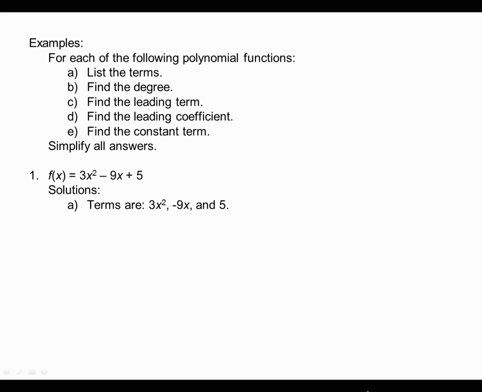Okay, in part B, we're supposed to find the degree. Remember, the degree is the largest exponent on a variable. The largest exponent on a variable is 2. So our degree is equal to 2. Part C, we're supposed to find the leading term. The leading term is the term that has the largest exponent on a variable. The largest exponent on a variable is 2, so the leading term is 3x squared.